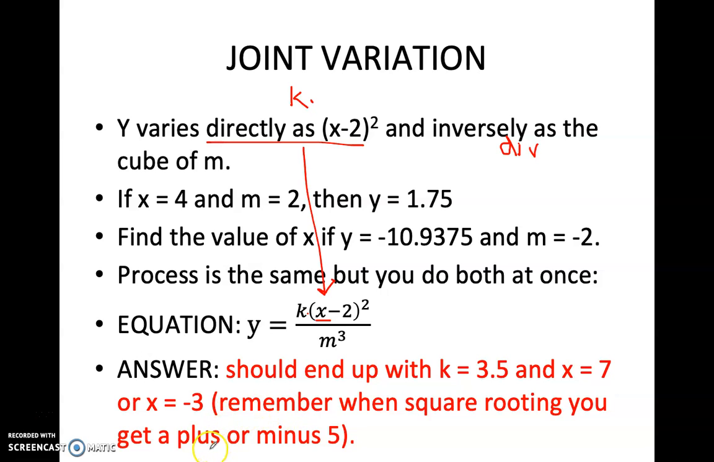And the final answer should be either 7 or negative 3. Because you're going to get to a point where you have to get rid of this square. When you square root to solve an equation, you'll get a plus or minus. All right? So you'll get a plus 5 or a minus 5 at one point or another. And it'll solve two different equations. That's why we have two different answers here. So see if you can figure that out.